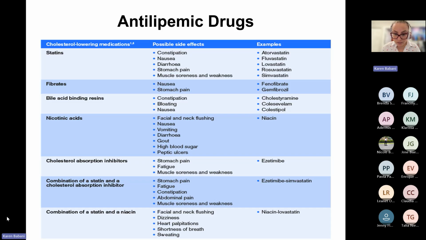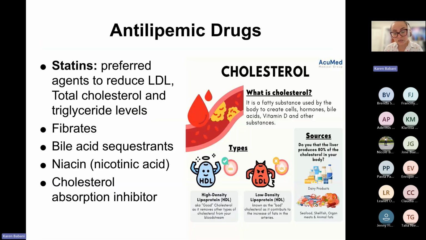What else? Let's see what else we have. The combination of statin and cholesterol absorption inhibitor is ezetimibe simvastatin. And then you have a combination of statin and niacin, which is niacin lovastatin. Who will determine this? The provider, not you. So it doesn't really matter. Most of the patients are going to be on the statins, like I said. Those are the first line treatment. You should probably read a little bit about the other ones, but the ones that you absolutely need to know are your first line.